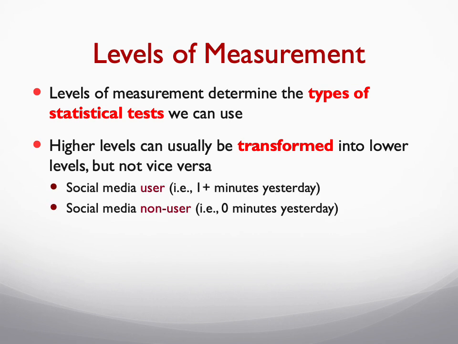So for example, with my social media measure, I could potentially put people into buckets, non-users versus users, those who didn't use social media at all yesterday, and those who used social media a little bit yesterday, so 1 or more minutes. So I can get this nice continuous measure of 0 to 1440 minutes, or I can put people into 2 categories. You didn't use it at all, or you did. Because I measured at that continuous level, I'm able to transform into that lower categorical level.